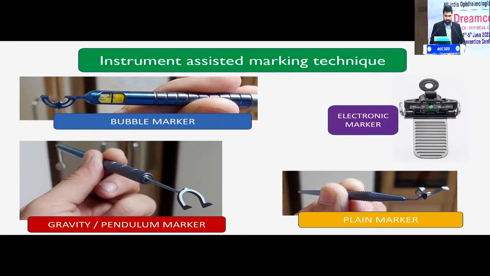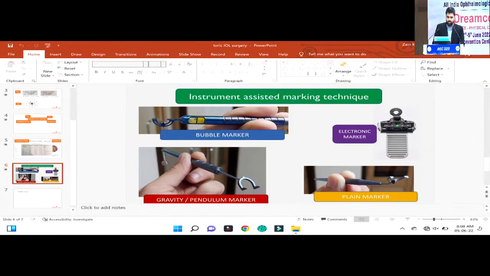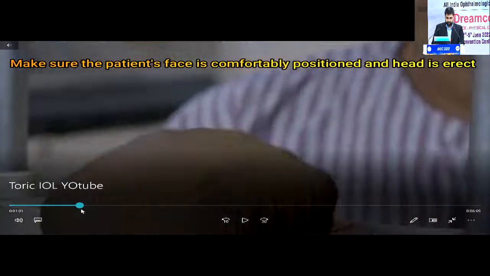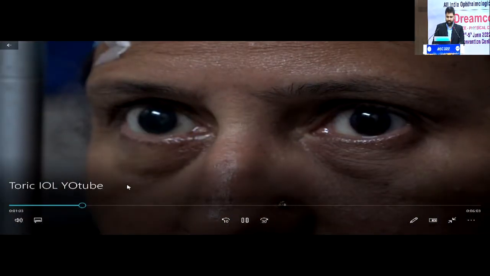You have the bubble marker, the gravity pendulum marker. You can also do a freehand mark. There are many different methods. I would say for a beginner, you should use a freehand mark, because to start off with, it is best, and then if you're not comfortable with that, you can go on to one of these markers. So I'll just show a small video to conclude. This is just a video to show you how you should go about doing a marking.